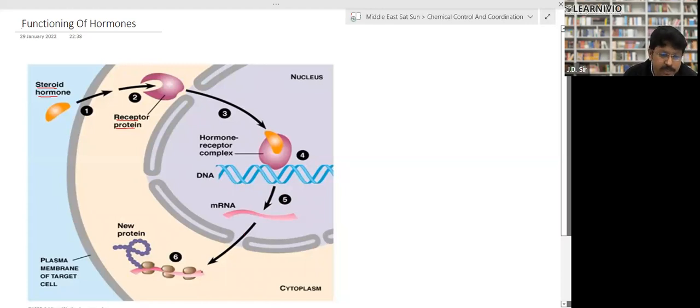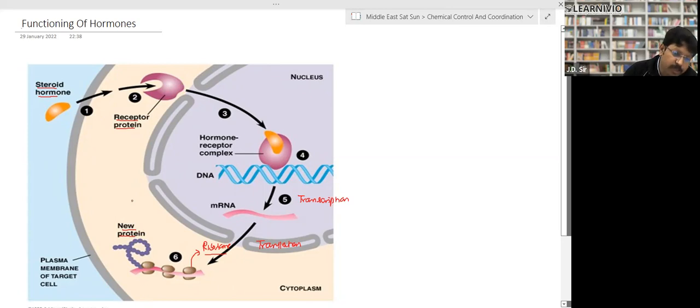It gets associated with these subunits. These are ribosomes. So formation of mRNA from DNA is called transcription. After transcription, formation of protein from mRNA takes place by the ribosome. mRNA goes to the ribosome and causes the formation of new protein. So formation of protein from mRNA is called translation. So first the hormone causes transcription, then it causes translation. Translation causes formation of new protein.